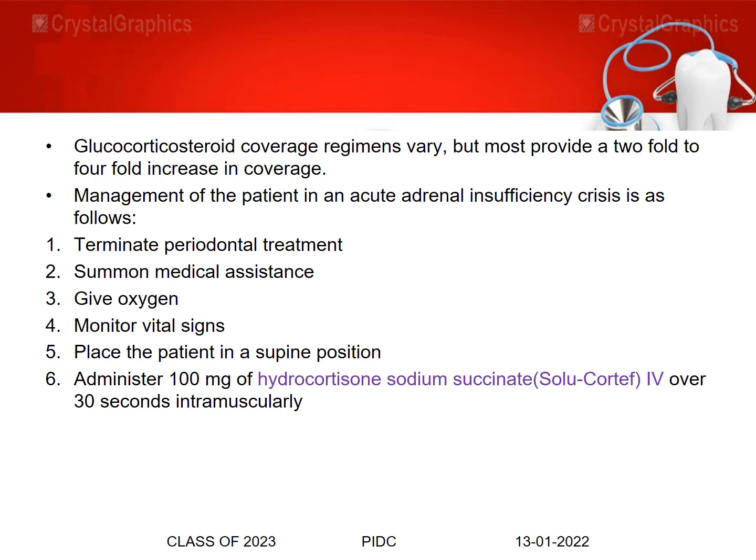Management of patients in acute adrenal insufficiency crisis is as follows. Terminate the periodontal treatment, summon medical assistance, give oxygen, monitor the vital signs, place the patient in a supine position, and administer 100 milligrams of hydrocortisone sodium succinate IV over 30 seconds or intramuscularly.